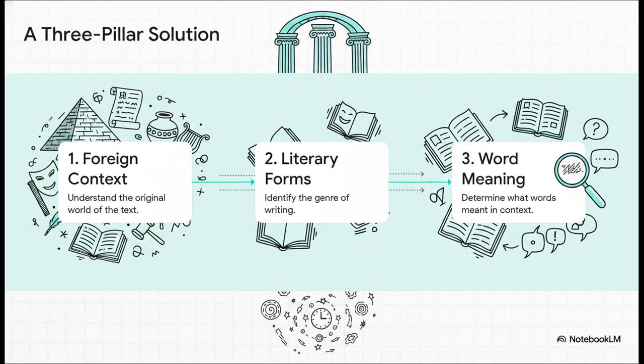Okay, so if that's the problem, what's the solution? How do we possibly bridge this massive gap? Well, the approach we're digging into today lays out a three-pillar solution. Think of it as a framework for becoming a kind of cultural time traveler, so we can finally read the text in its world, not ours.